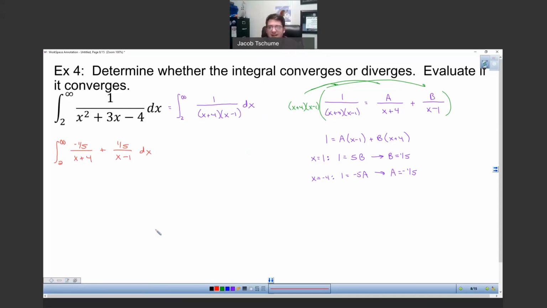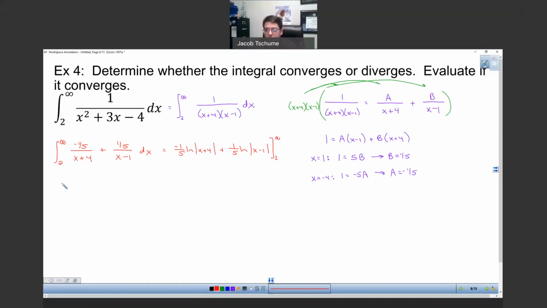Both of those integrate into natural logs because the derivative of the bottom of each one is just 1. So this would actually be negative 1/5 times the natural log of x plus 4 plus 1/5 times the natural log of x minus 1, evaluated from 2 to infinity. Now, one thing to note here is that when you're doing these infinite parameters on natural logs, you're going to run into an issue that you're going to have to fix. And I would just fix it now. I would combine these natural logs because it'll be easier to evaluate the infinite term.